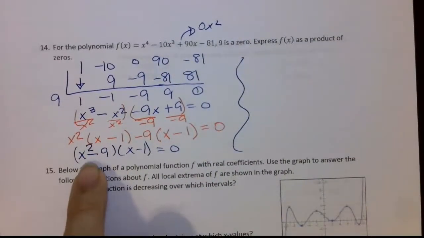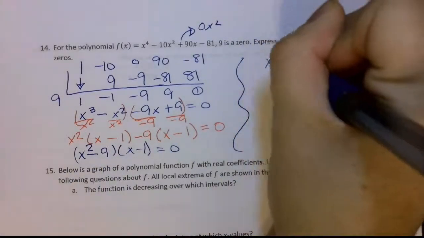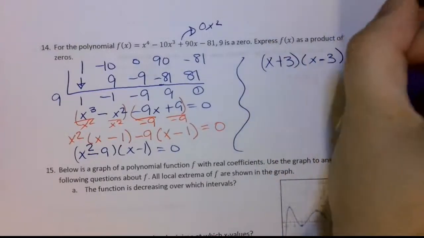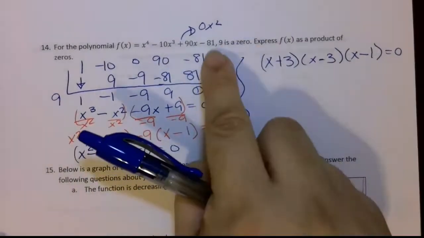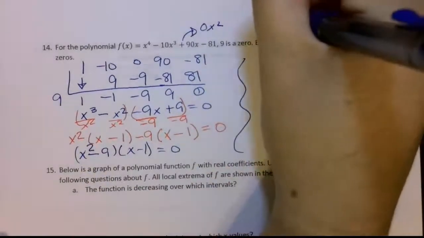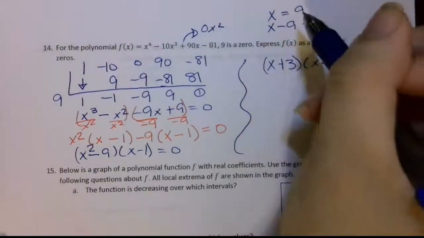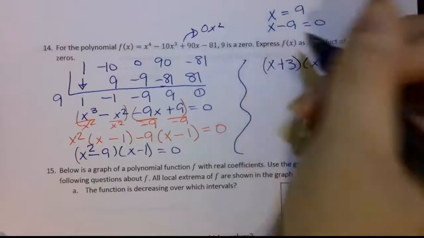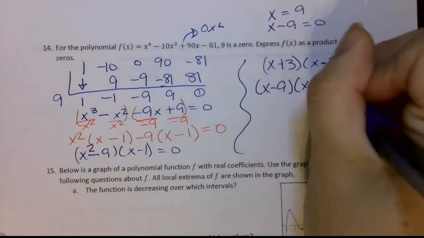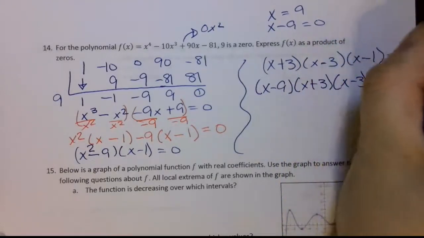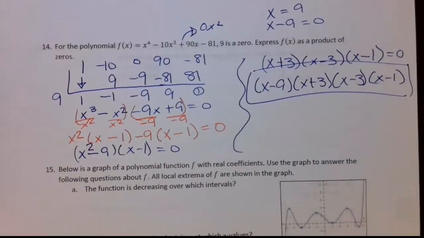I can factor this more. I'm looking for what multiplies to negative 9 and adds up to 0. That would be positive 3 and negative 3. So I'm close to having this as my product of zeros. Remember, I'm missing my 9 as a zero, because that is saying x equals 9. That's the same thing as saying x minus 9 equals 0, because I have to subtract it to move it over. So I'm going to throw back in my x minus 9 that I divided out. x plus 3, x minus 3, x minus 1. And that is my factored answer.